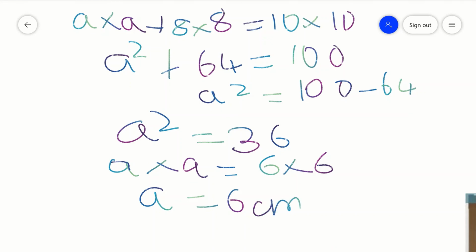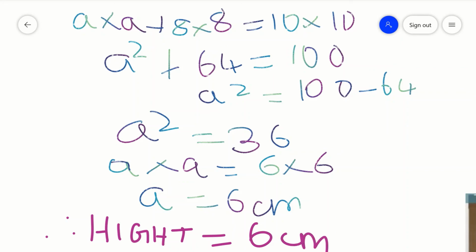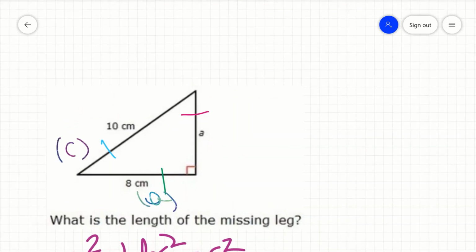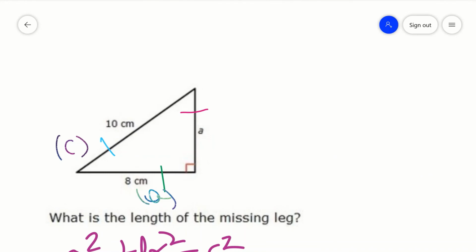So the height is equal to 6 centimeters. So the missing side is equal to 6 centimeters.